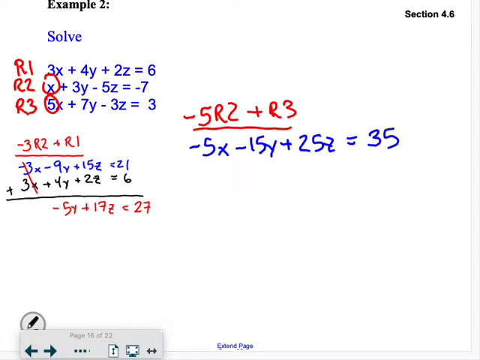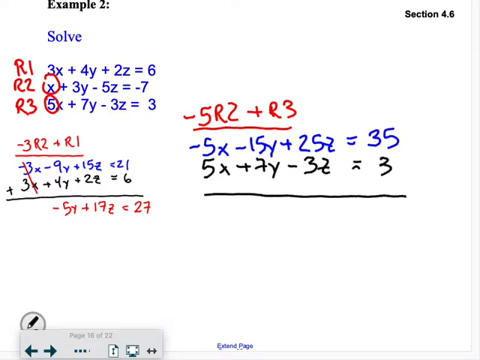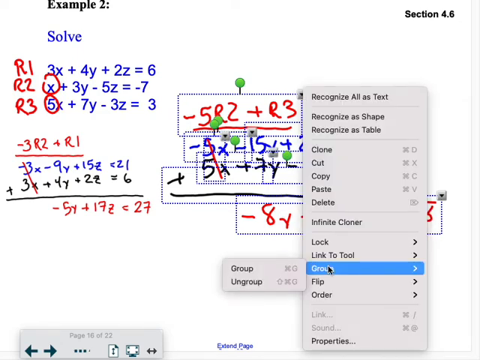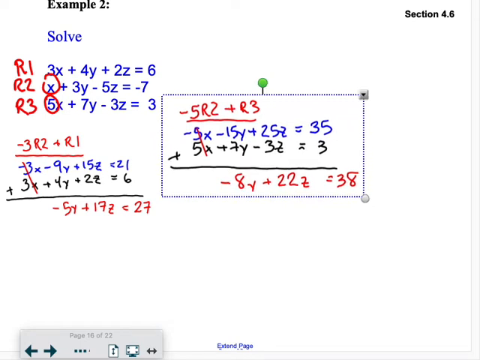And then I'm going to add it to row 3, which is 5x plus 7y minus 3z equals. The x's are gone. So I'm left with negative 8y plus 22z equals 38. That's my second resultant equation, right? So now, this is where it kind of gets a little bit easier, right?